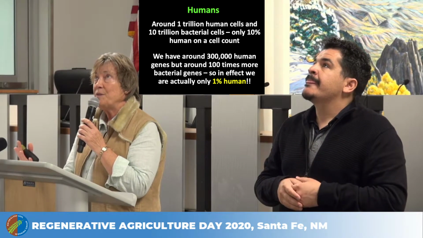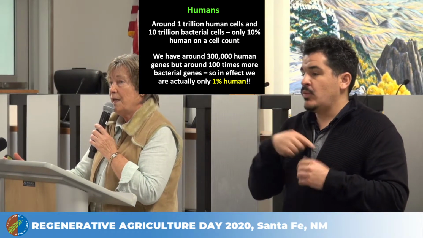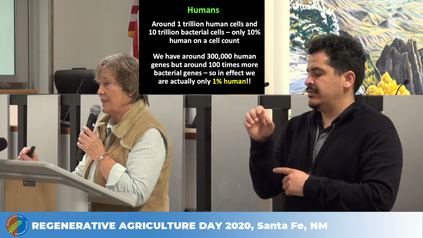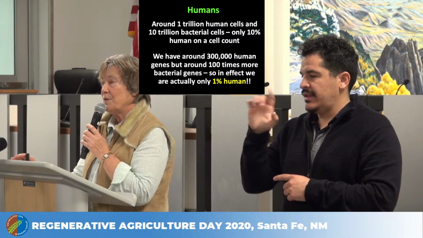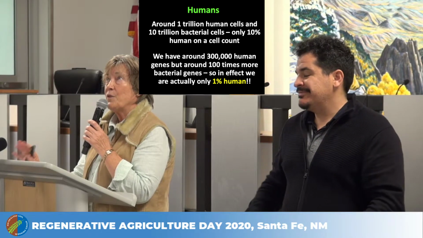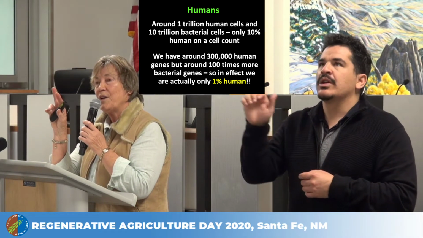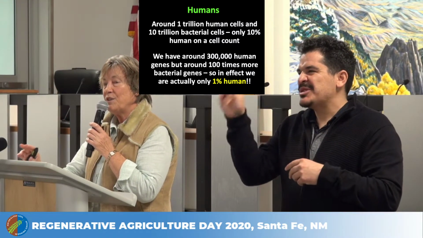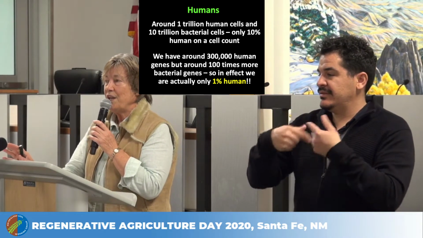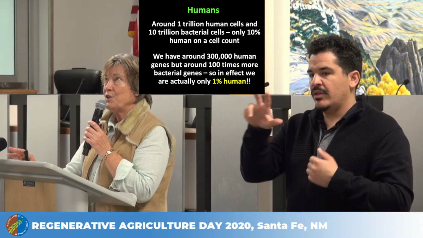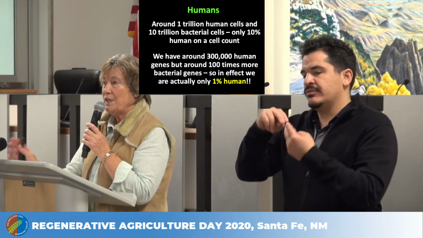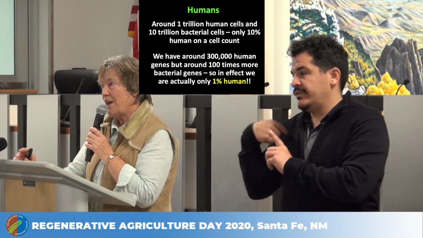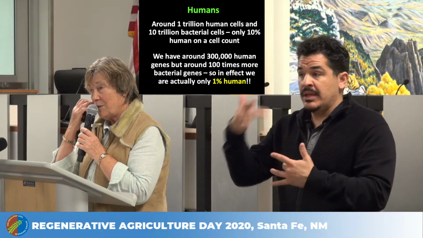So just going back to microbes again, we have about 1 trillion human cells and 10 trillion bacterial cells in our bodies. So on a cell count, just counting the number of cells in our body, we're about 10% human. I think there was a book written called 10% Human. I don't know whether anybody here has read that. But then if we look at our DNA, we have around 300,000 human genes and 100 times more than that in bacterial genes. So from a genetic perspective, we're 1% human. So we tend to forget about how important bacterial DNA is in our bodies and also in plants.